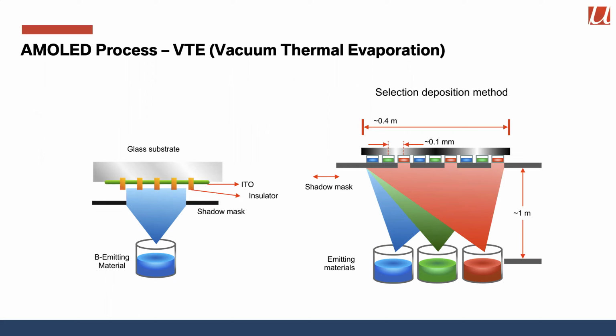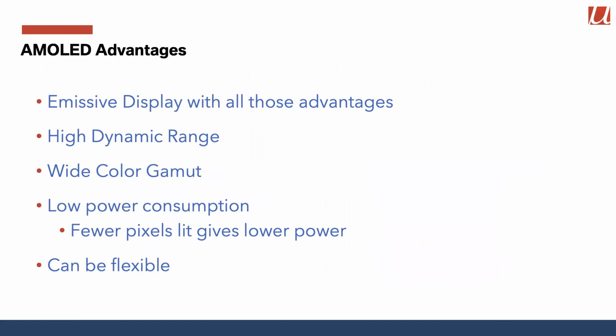And each shadow mask is different. Some of them put down the overall hole transport material, for instance, and then some of them do one color and then the next color and the next color. So lots of process steps, lots of different chemicals required to put this all together. But what you end up with is an emissive display.